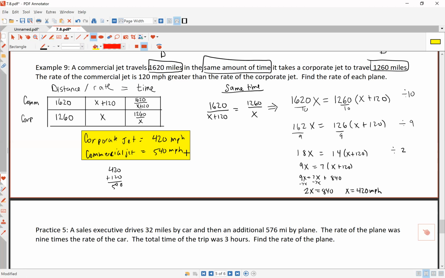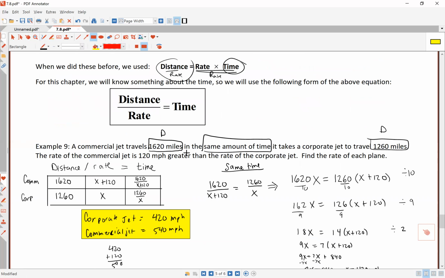Okay, again, when I read through the problem, I see the phrase "in the same amount of time." That leads me to use the formula time is distance divided by rate, as opposed to distance equals rate times time.